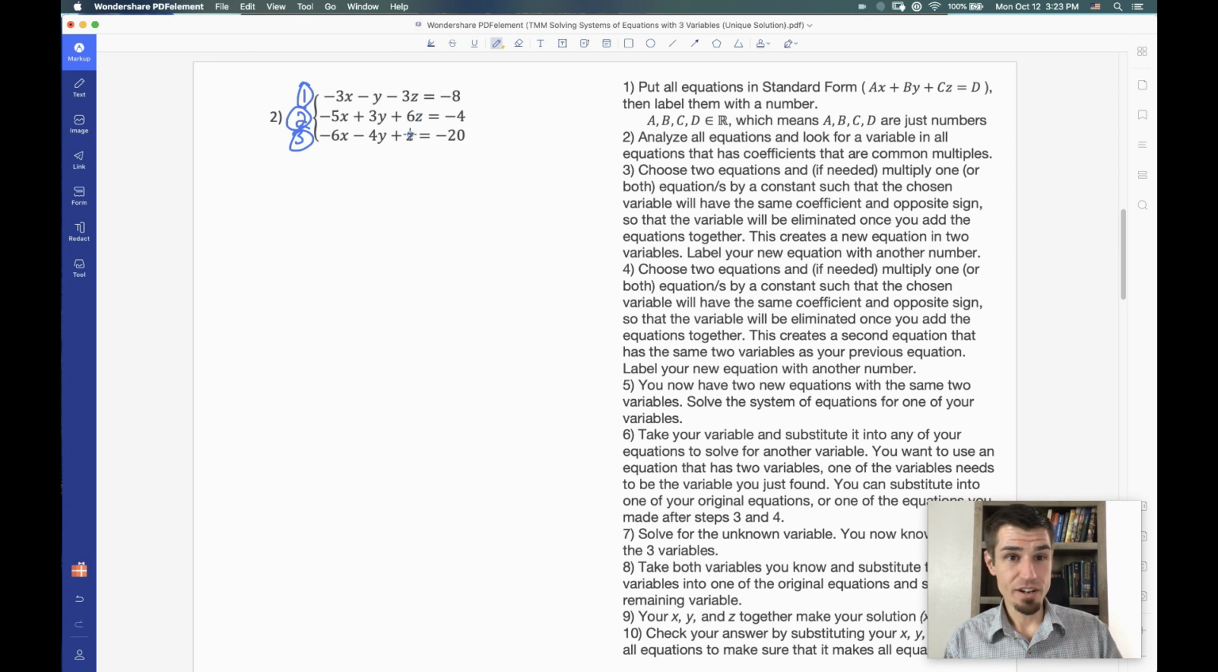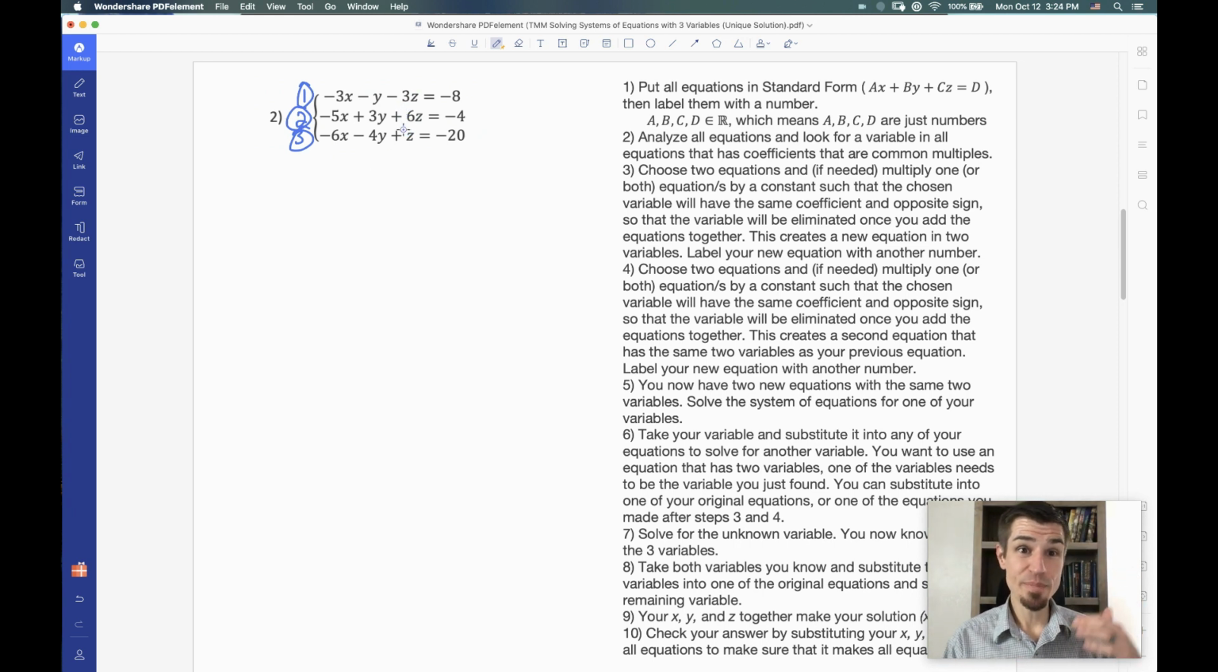Really, the z's work great too because we have a +1 down here. It'd be really easy to do that. And you also have a common multiple of 3 and 6. So since last time we eliminated y, just to show you it does not matter what variable we use, I'm just going to go ahead and choose z. We are going to eliminate z from our equations to create 2 new ones that just have x and y.